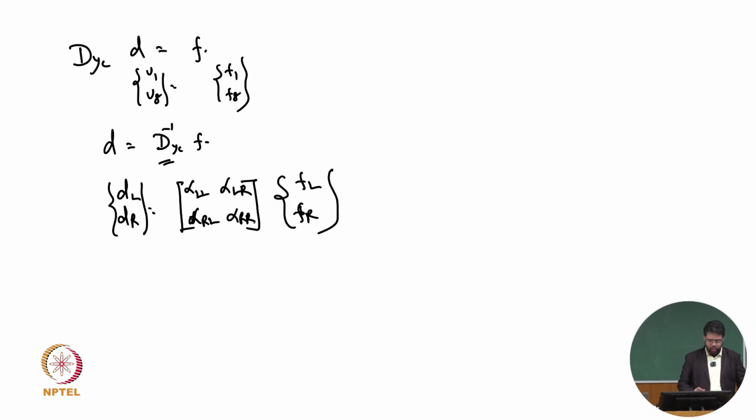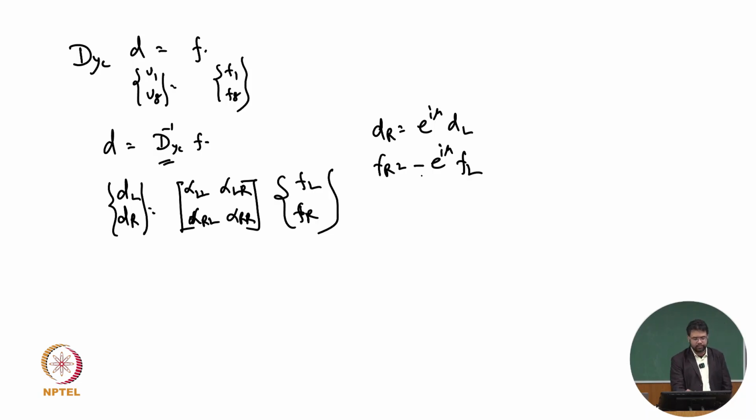And what is the Bloch theorem? We know the Bloch theorem is DR equal to e to the power of i mu DL, and FR equal to minus e to the power of i mu FL. Why that minus? Anybody? Come on. Why does the Bloch theorem give a minus in the fourth term? We discussed those things.